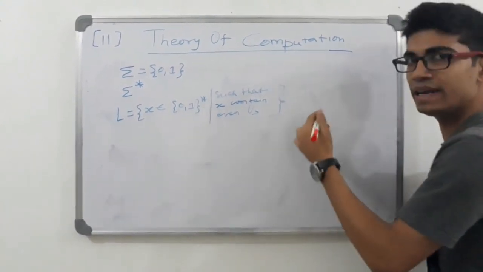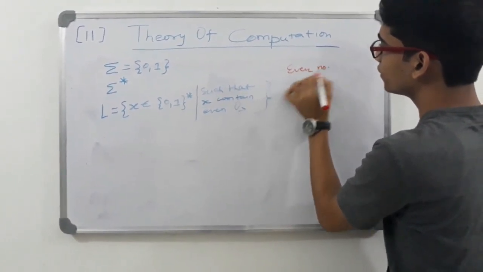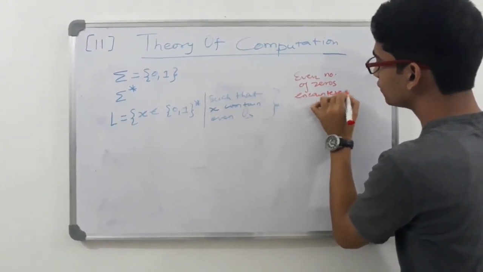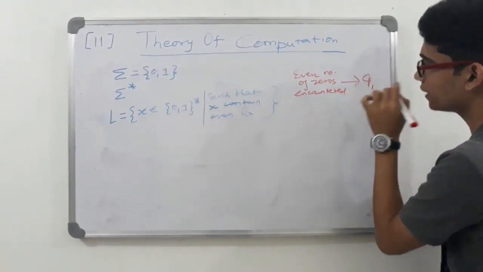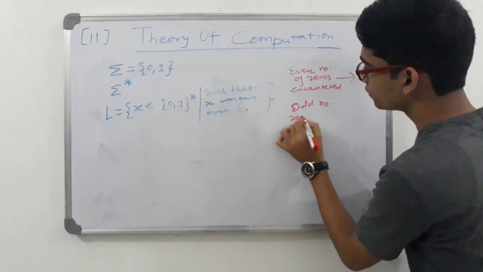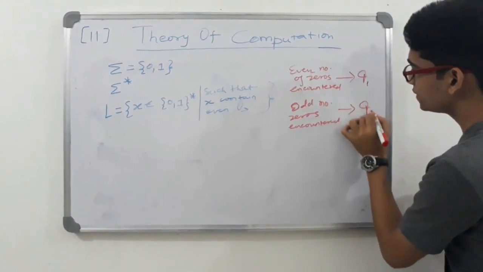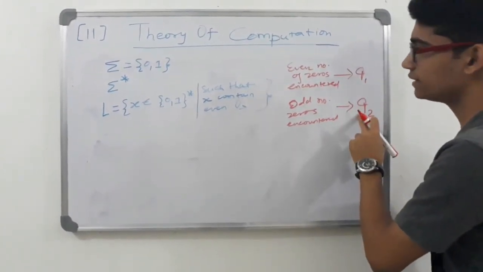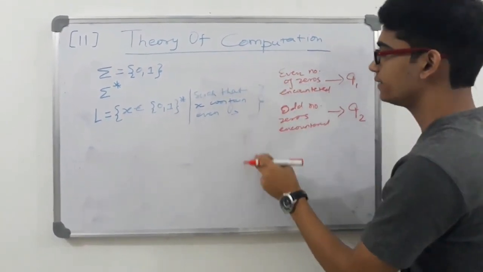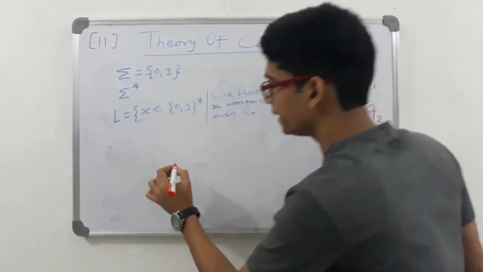Now let me name my mind states. Even number of zeros encountered, let me say this is q1, and odd number of zeros encountered, say this is q2. So we have two states of mind, isn't it? And we were flipping. At one point of time we were at this state, after scanning we got into this other state, and we are flipping between these two states. Okay, so now let me write.